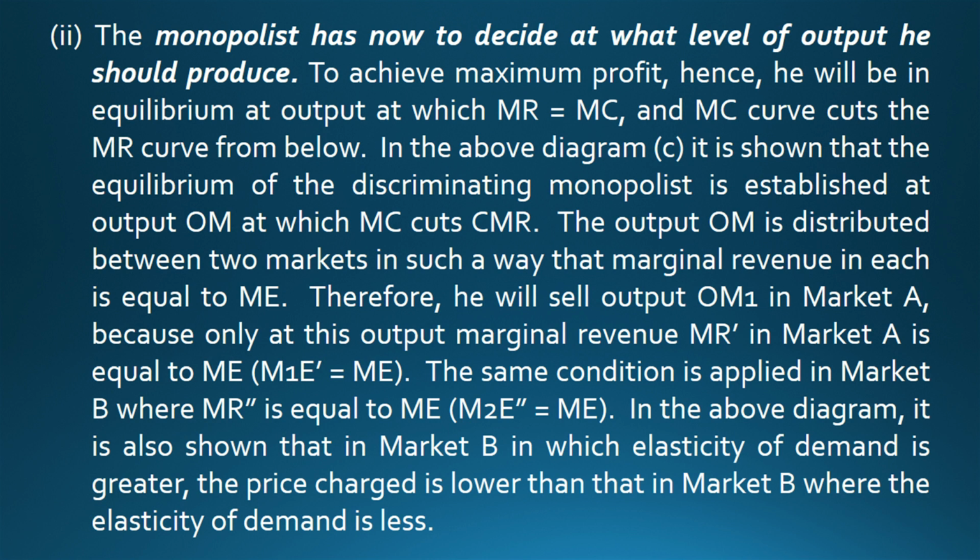Hence, he will be in equilibrium at the output at which MR is equal to MC, and the MC curve cuts the MR curve from below. In the above diagrams it is shown that the equilibrium of the discriminating monopolist is established at output OM at which MC cuts CMR. The output OM is distributed between two markets in such a way that marginal revenue in each is equal to ME. Therefore, he will sell output OM1 in market A, because only at this output marginal revenue MR in market A is equal to ME, that is, M1E is equal to ME. The same condition is applied in market B where MR is equal to ME, M2E is equal to ME.